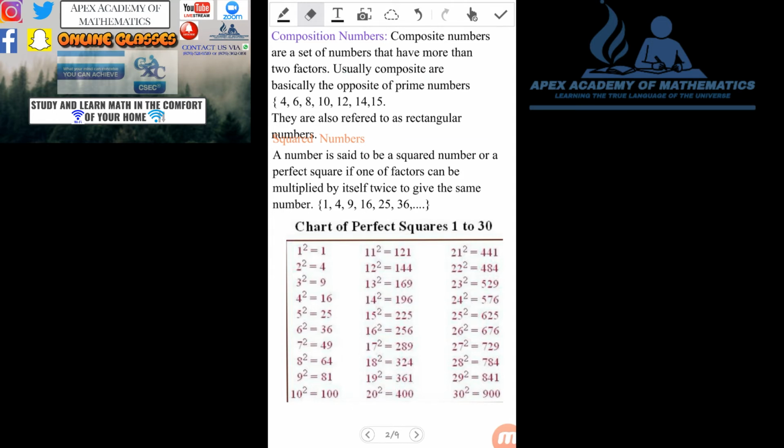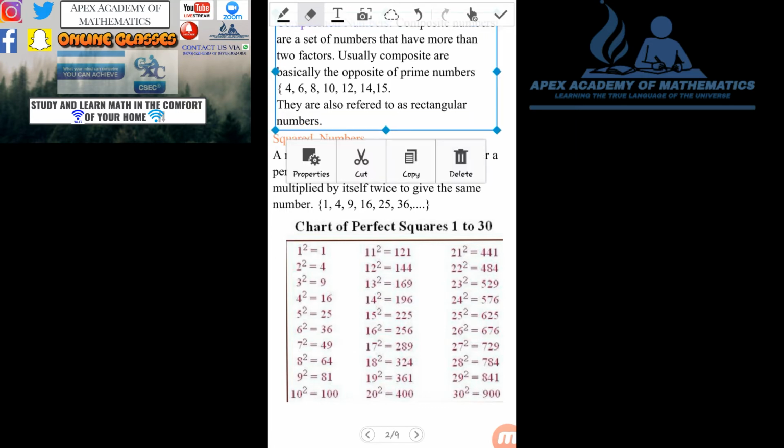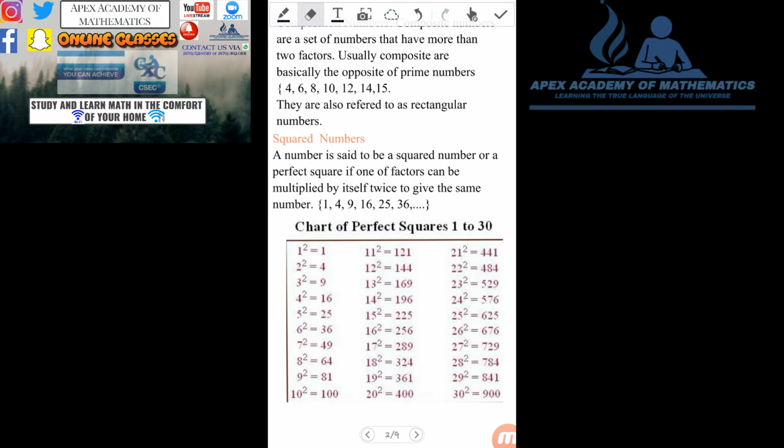And we do have some examples here for you. All you have to do is, if you know what your prime numbers are, then all the numbers that you did not list as a prime number, those missing numbers will be called a composite number. All right, I also refer to these numbers as rectangular numbers too.